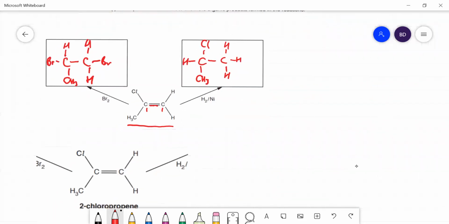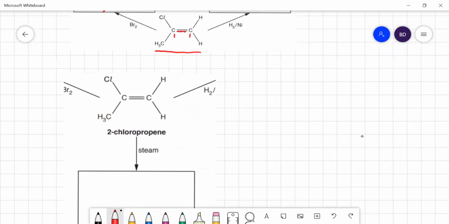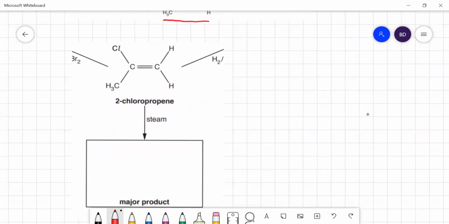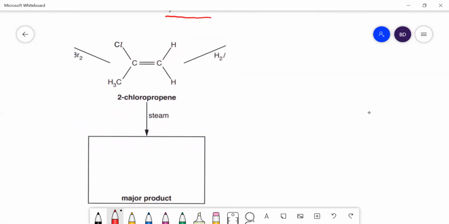Right, and then I've had to copy it down twice because it's a bit too big otherwise. So what happens now, you react 2-chloropropene with steam, you get another addition reaction, just like with the H2. And so what you end up doing is you stick an H and an OH on, and you break the double bond. But of course you can see there, that OH could either go to the blue carbon or to the green carbon.